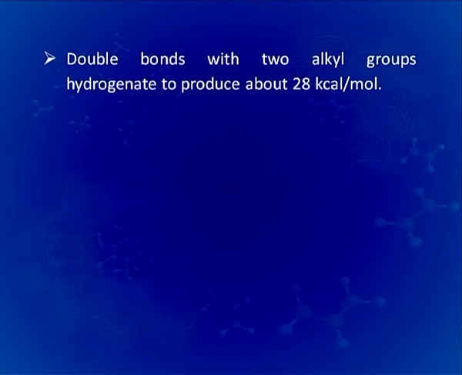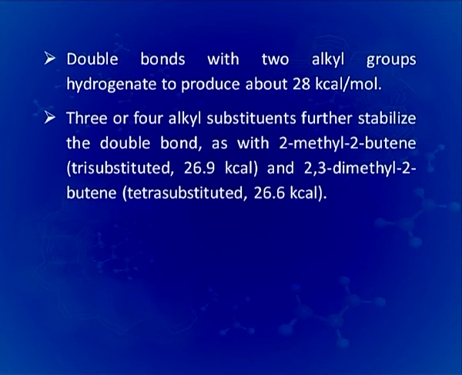The most stable double bonds are those with alkyl groups attached. For example, hydrogenation of ethylene, no alkyl group attached, evolves 32.8 kilocalories per mole, while propene and 1-pentene, each one having one alkyl group, gives off 30.1 kilocalories per mole. Double bonds with two alkyl groups hydrogenate to produce about 28 kilocalories per mole.